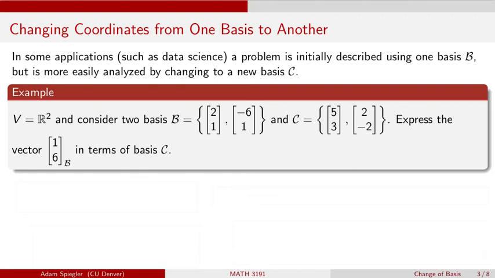Okay, welcome everybody. So we are going to continue working with changing coordinates from one basis for a vector space into coordinates with respect to a second basis for the same vector space. And in many applications, and we'll encounter some of these later this semester, such as applications in data science, we'll see that a problem which is initially described in terms of one basis, which might be kind of messy, might be more easily analyzed by changing to a new basis C, where neither of them are necessarily the standard basis.